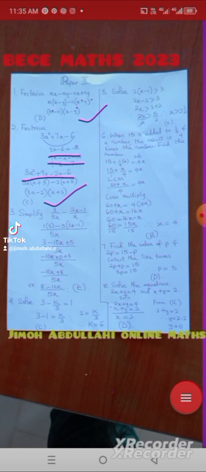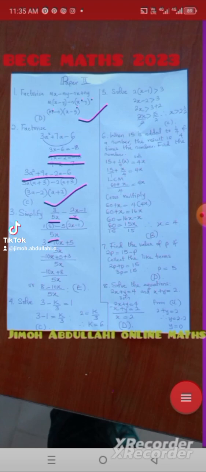Then this one, the number 3, you have to simplify. To simplify, what you do is to find the LCM. Now in finding the LCM, as you can see, we have 5x here, we have x here. So what we are going to do is we are going to take 5x because x can go in 5x, then 5x can also go in 5x. So that is the reason why I'm choosing the 5x as my LCM.